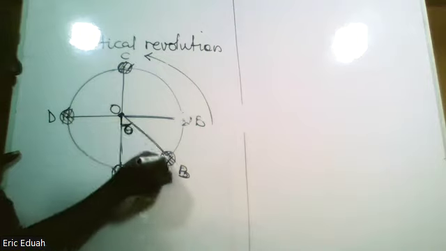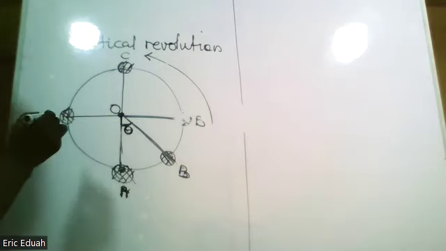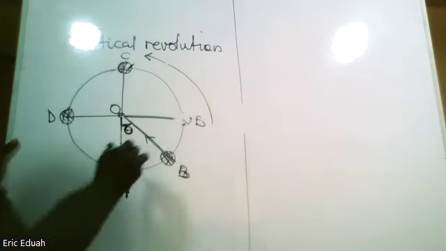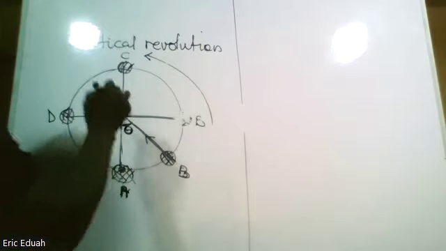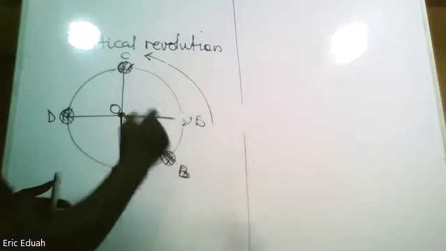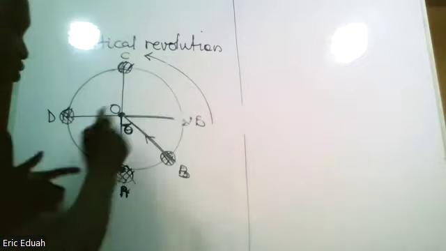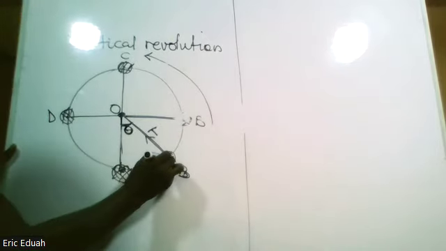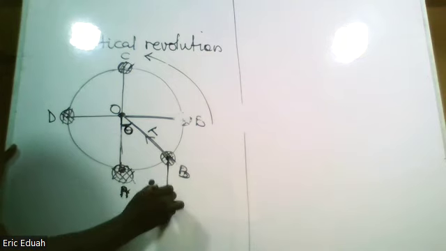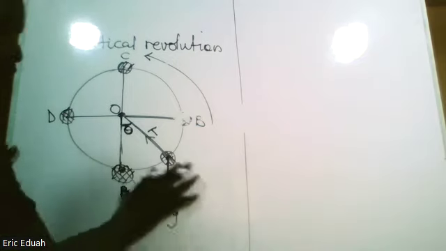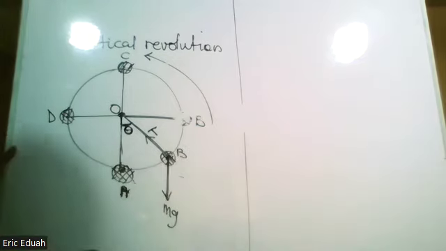This is a string. The string has a tension in it. The tension is always directed to the fixed point where it is kept in position. So if I'm the one handling, the tension is directed to my hand. So this is T. This is the weight of the sphere, mg, at the point B.